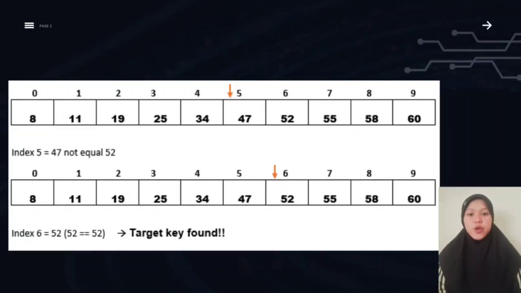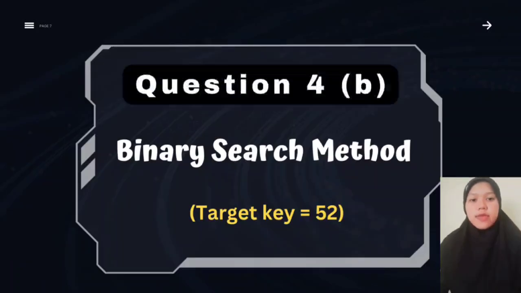Okay, next for index 5 equal 47 not equal 52, and then index 6 equal 52. So 52 equal 52 successfully, and target key found. Okay, next for the question 4B is binary search method.